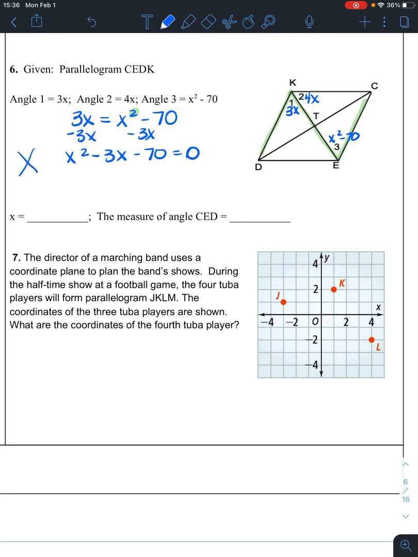Now, if you want to do your x factor or however you want to do it, but I think that it's easier since there's a coefficient of 1 right here, find the factors that multiply together to give you 70, that add together to give you negative 3.